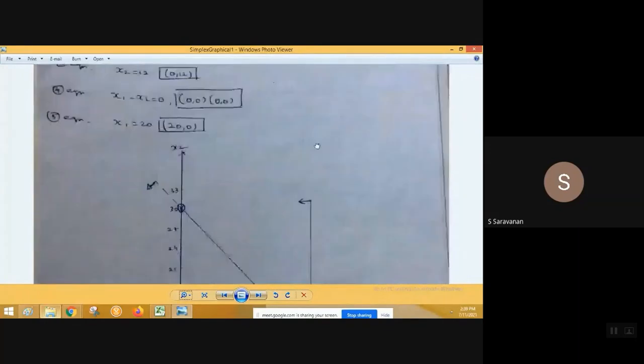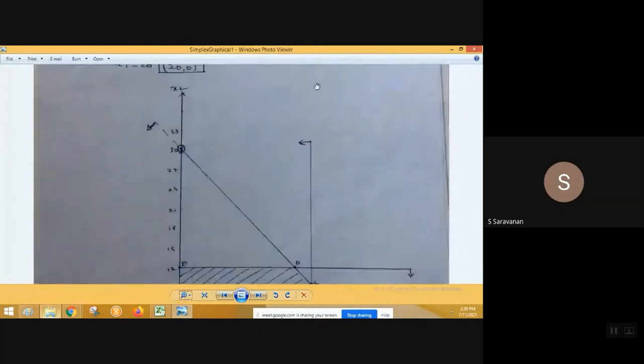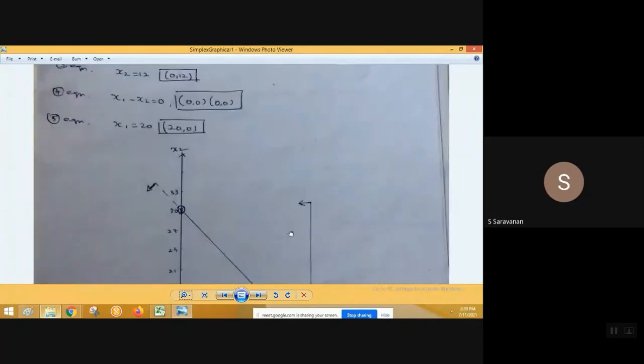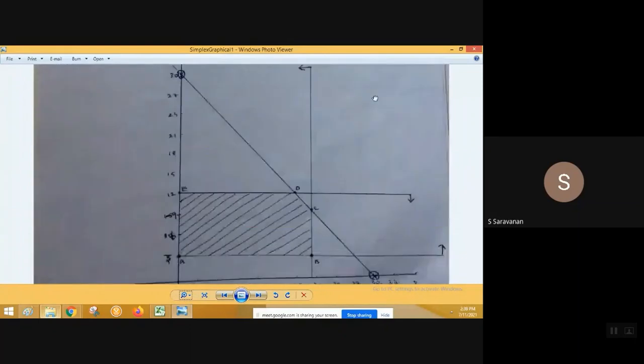The second equation is 0 comma 3, so x is 0 and y is 3. This is that equation. The third equation is 0 comma 12. So see here again, 0 comma 12, 0 comma 3. Any idea why one line is actually towards the origin and one line is away from the origin?